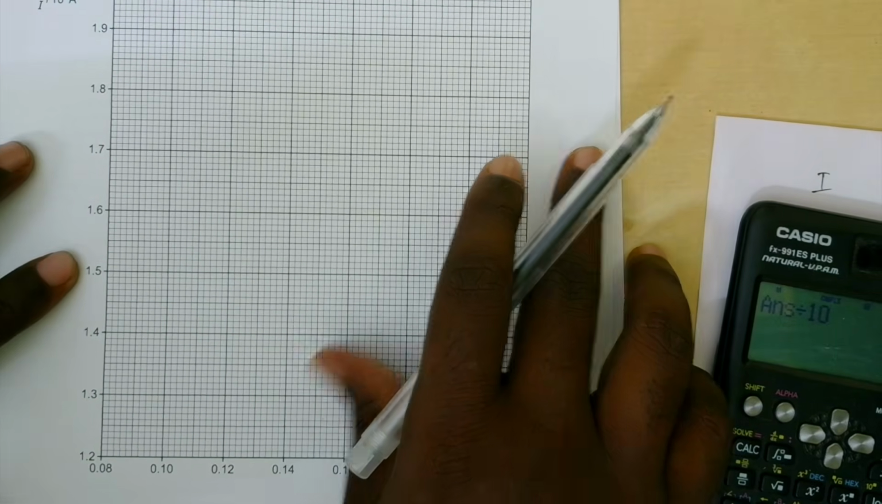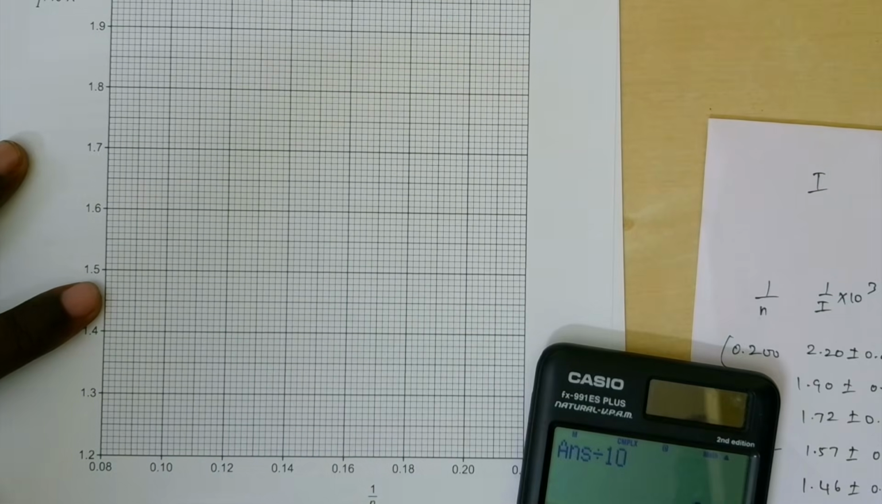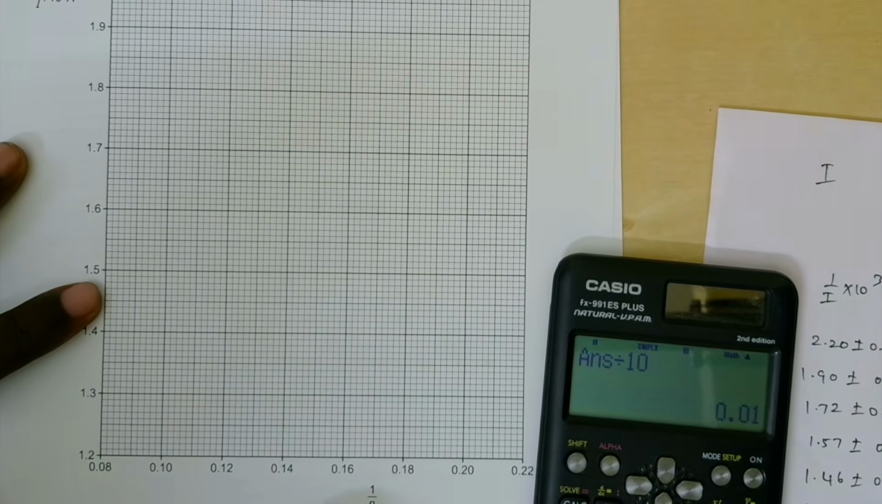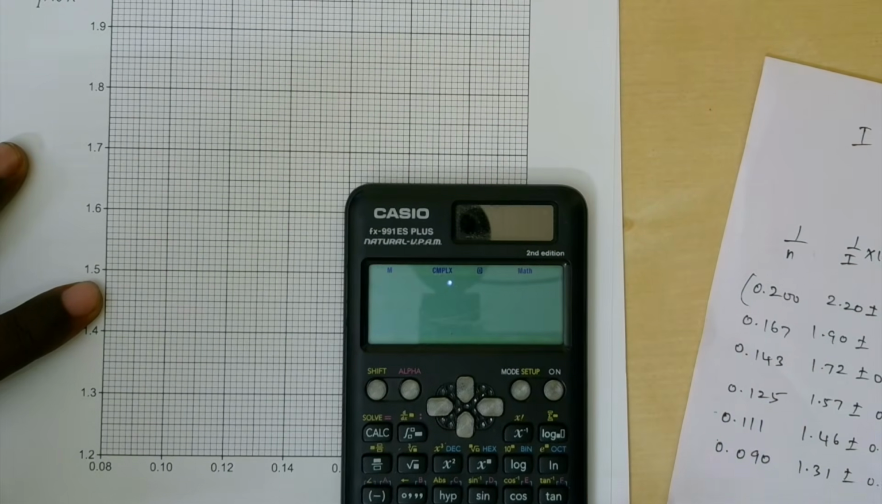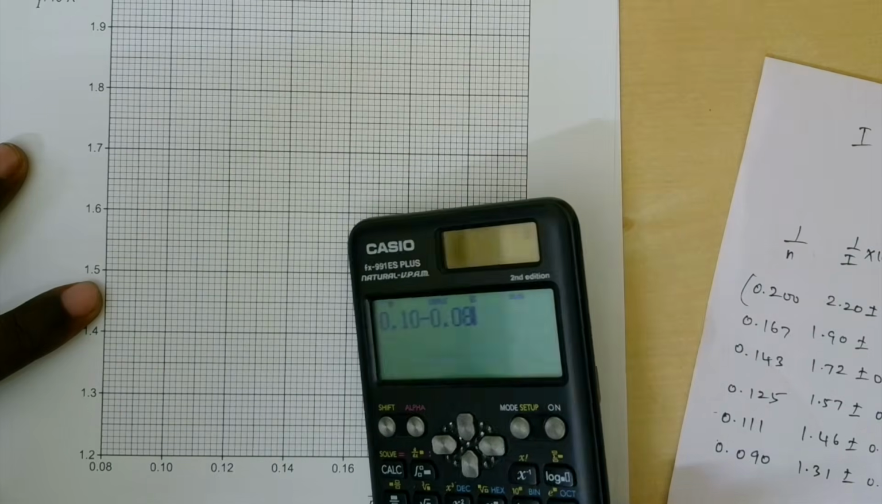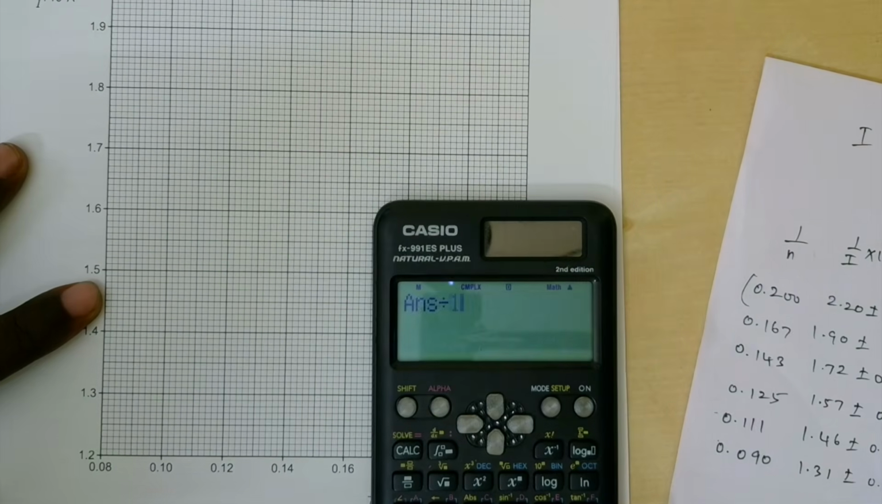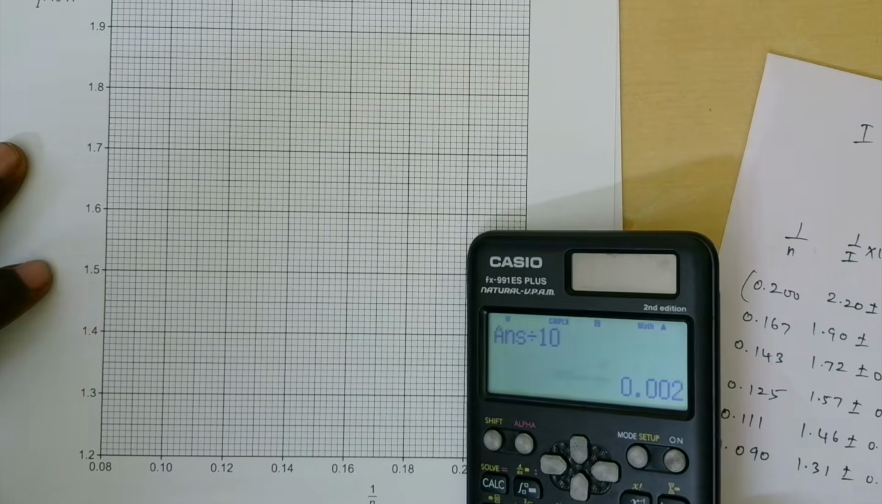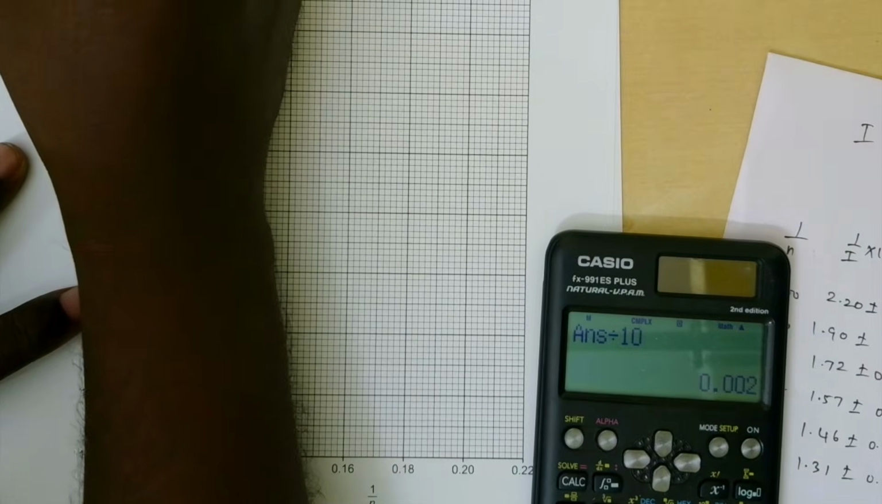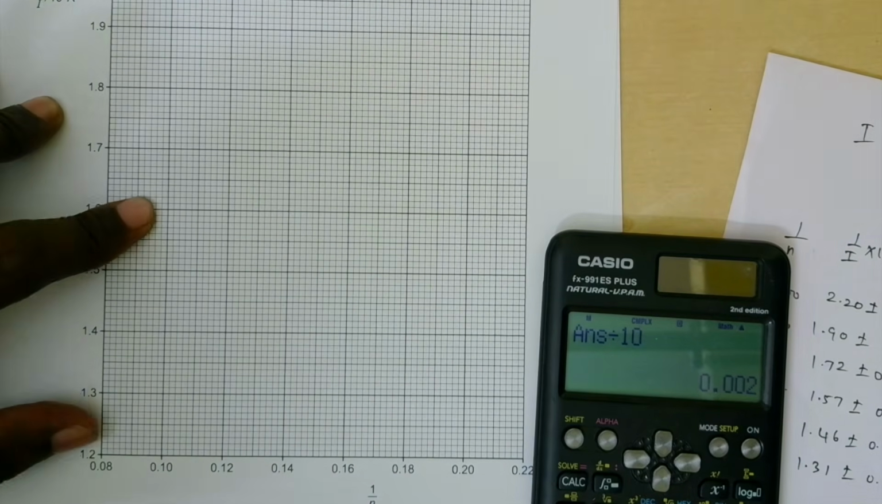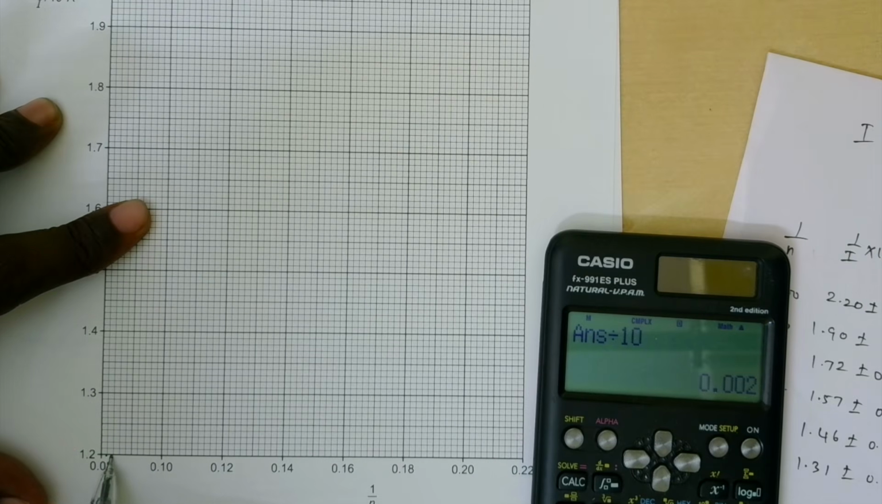Okay, so here we'll take 2 points. So let's take 0.10 and 0.08. 0.10 minus 0.08 divided by 10. So 0.002. So each point is 0.002. Here it is 0.01. So how will this increment? 0.08, 0.082, 84, 86, 88, 0.09, 0.092, 94, 96, 98, 0.10.